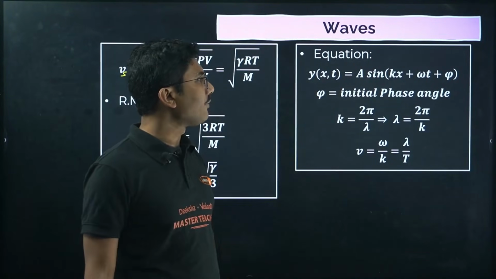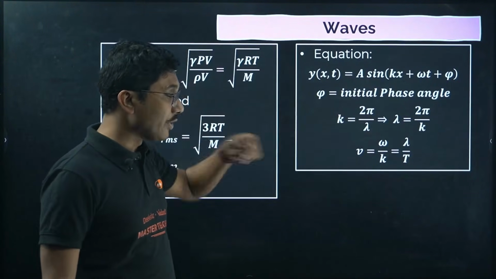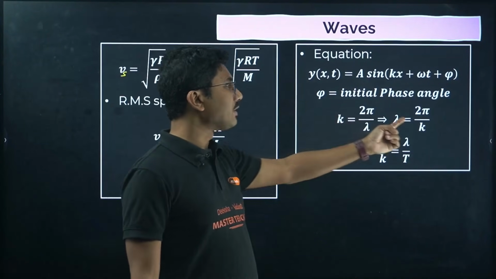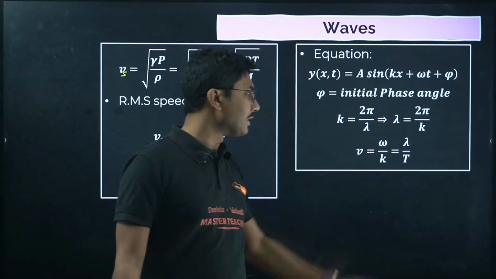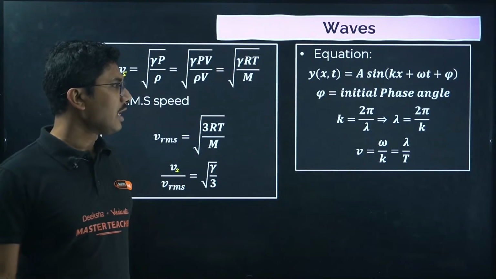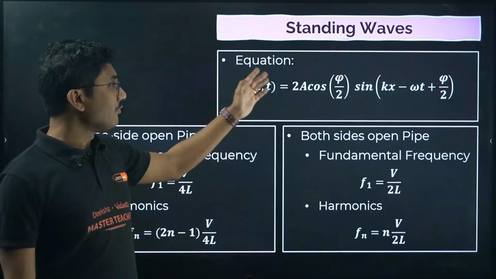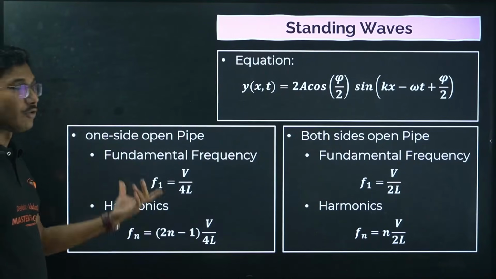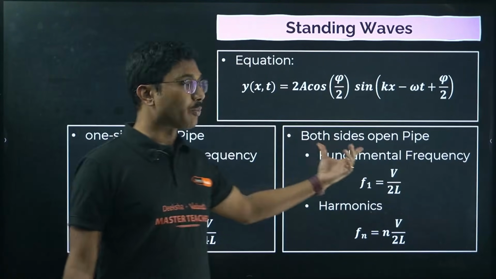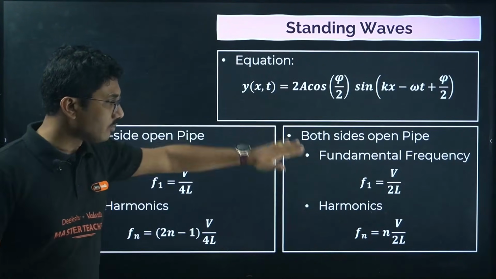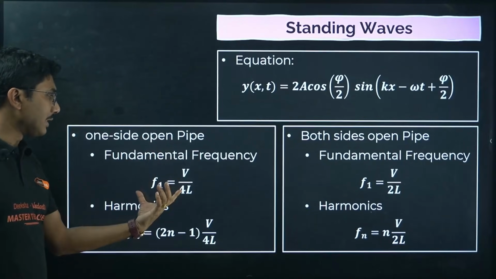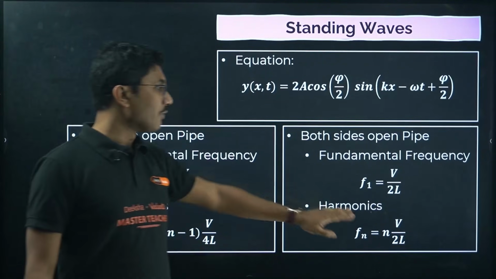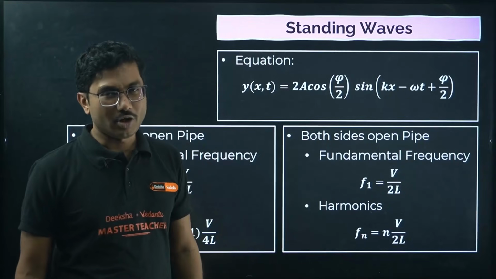Similarly, equation of wave, initial phase. What is the wave vector k? Wave number k, and how it is related to lambda, how it is related to velocity, everything is listed over here. Standing wave, equation of standing wave, what is the case for an open pipe, both sides open, one side open, all the formulas are listed over here. What is the fundamental frequency and how the frequency changes as you go up. So everything is listed in this single sheet of paper.